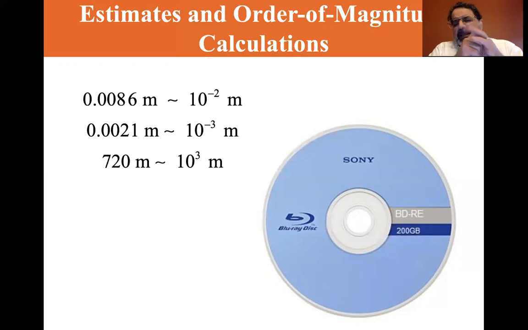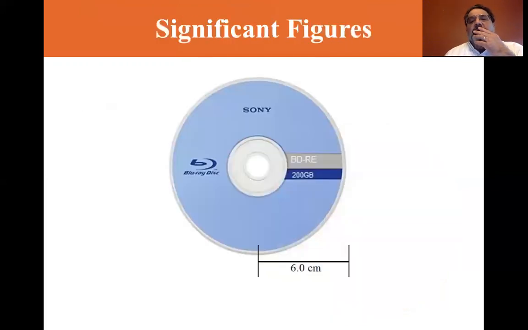I'm talking about digit 1, 0.001. Here I said 0.002, it really should be 0.001. That is the closest order of magnitude there is. And 720 would go to 1,000. So those are order of magnitude calculations. Now we're going to stop there and go on with significant figures, and that'll be our last section for today.